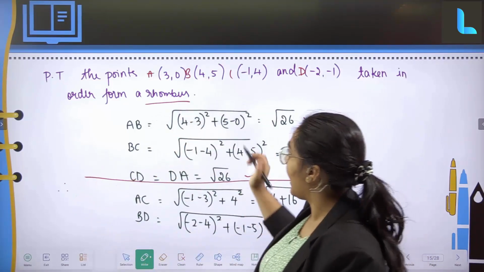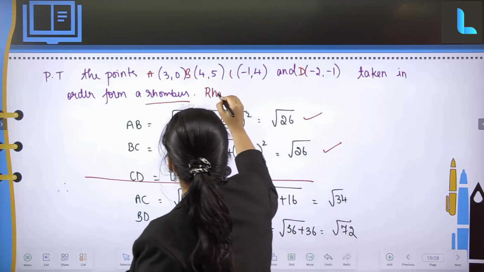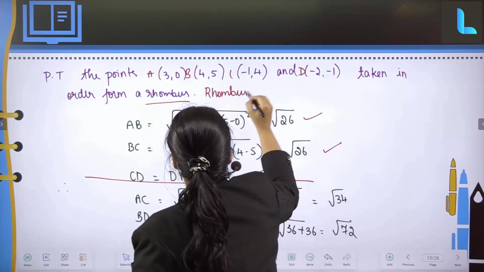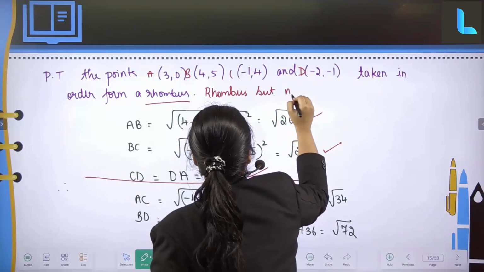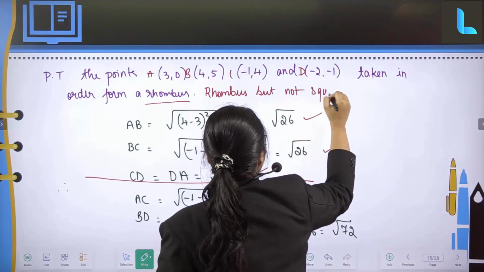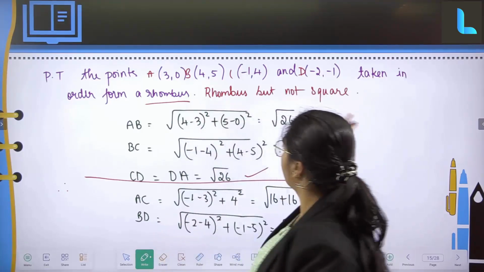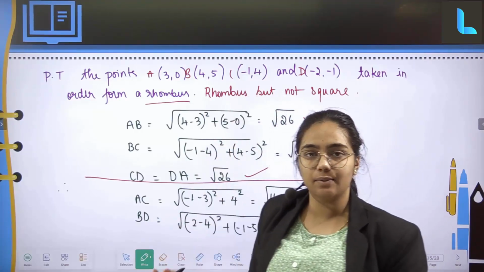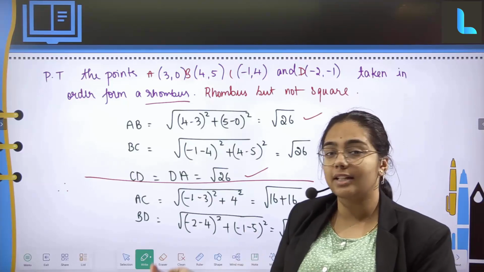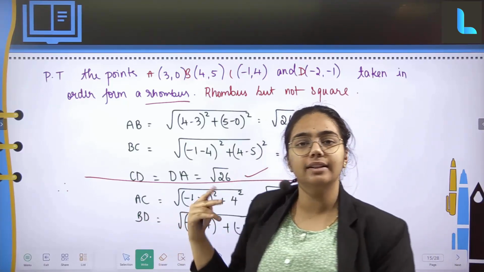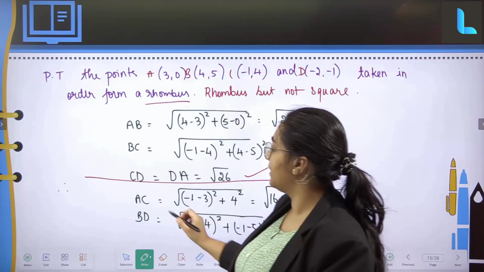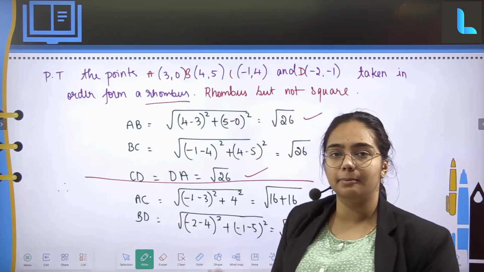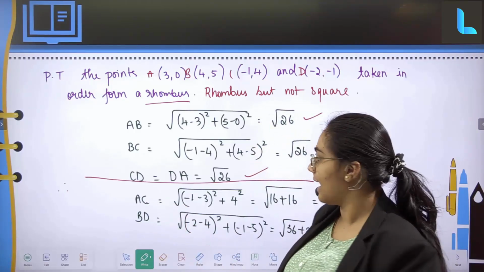But if the question adds "rhombus but not square", you have to first solve for the sides as well, and then go one more step ahead, that is, find out the diagonals also. The two diagonals are going to be AC and BD.